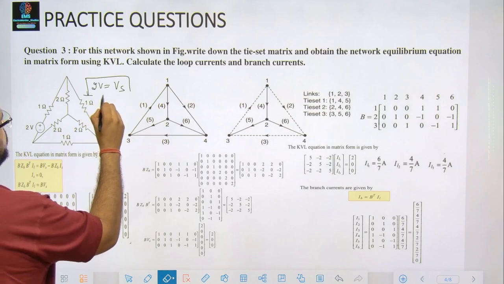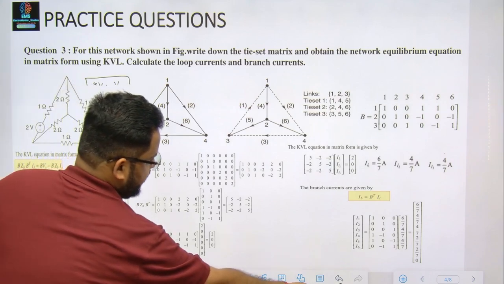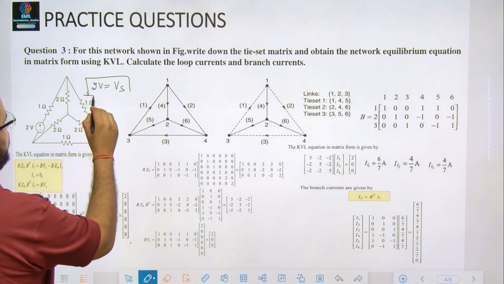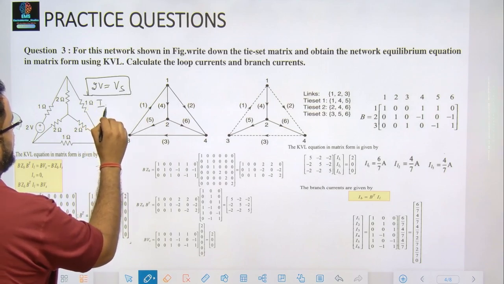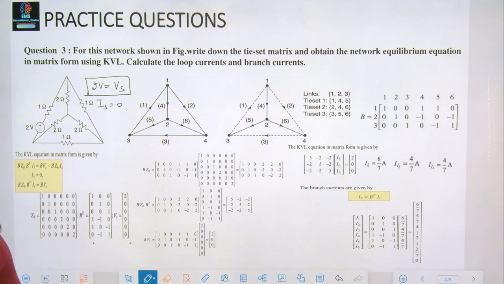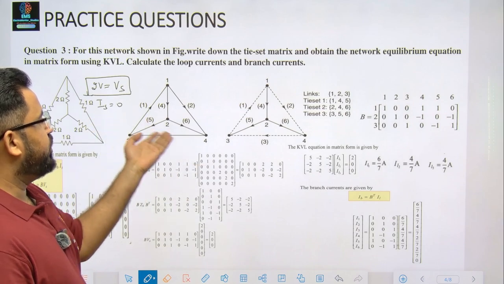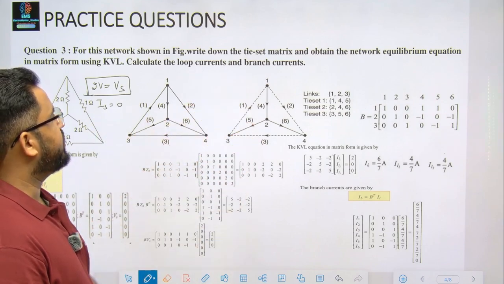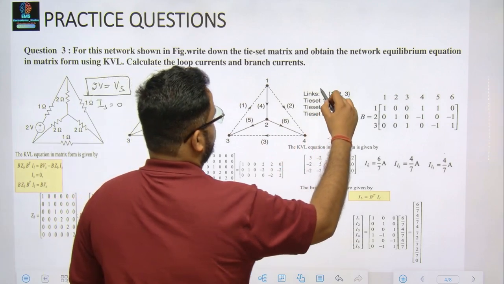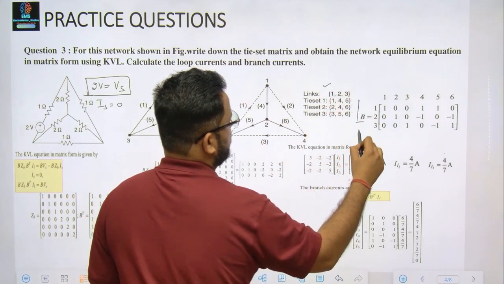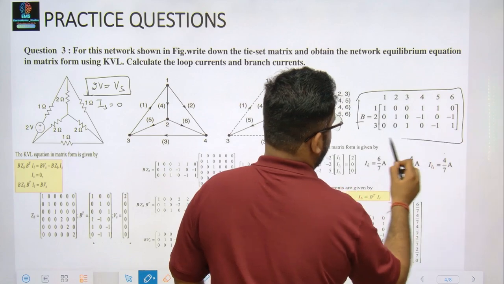So since the source current is not given to us, I'll take the value of IS equals 0. Same way, I've removed the branches which are at the outer level and taken the tree. Now, making the links, I've got my tie-set matrix.